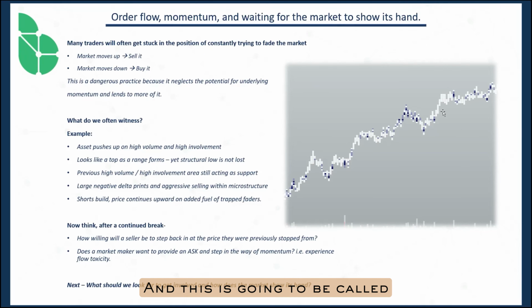And this is going to be called a liquidity gap, or an order book vacuum, in which case there's going to be no pressure on prices moving further and further upward. So what we need to do is look for the market to show its hand. We need to see the market break structure, and this is microstructure.